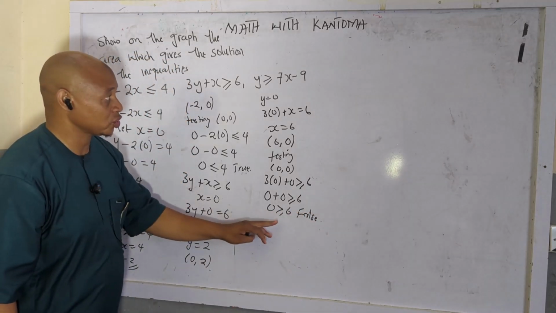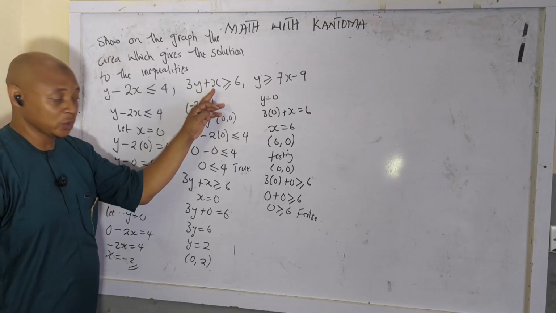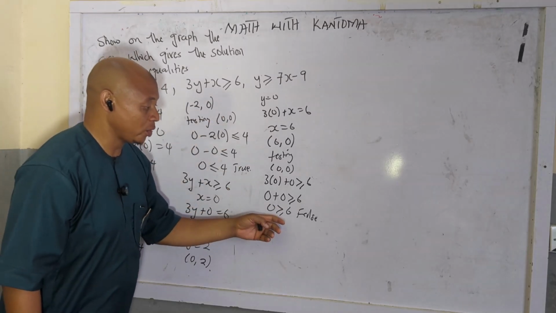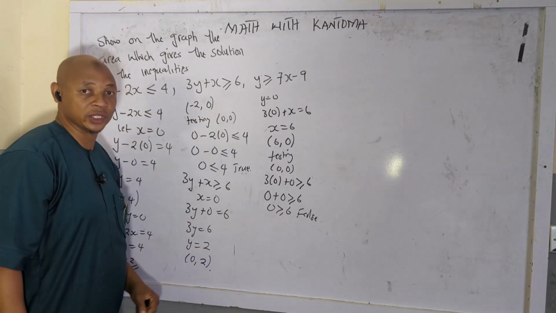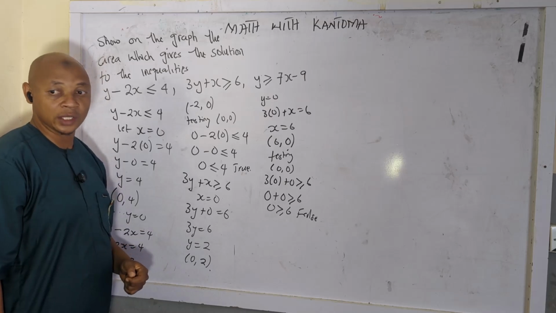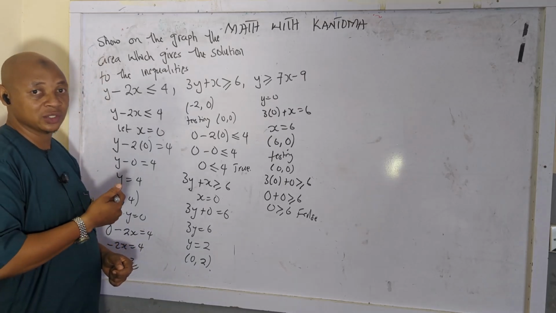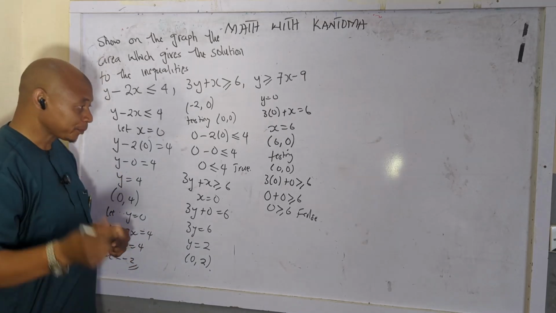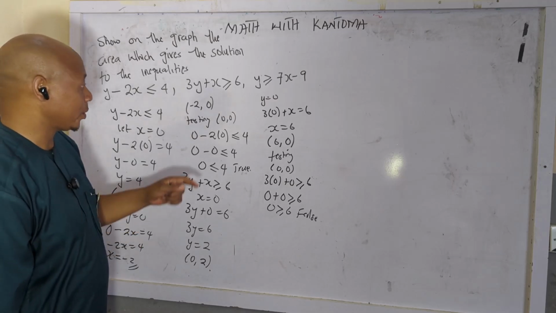So now this condition does not satisfy the inequality. So in this case, we are going to shade outside 0 because it is false. It does not satisfy the inequality. So we shade outside 0, not towards 0.